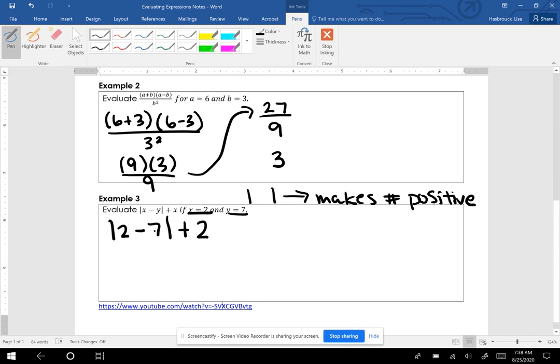Absolute value signs are like parentheses, so we're going to simplify that first. 2 minus 7 is negative 5. So we have the absolute value of negative 5 plus 2. Well, the absolute value of any number makes it positive, so this becomes a positive 5 plus 2, which gives us a 7 for our answer.